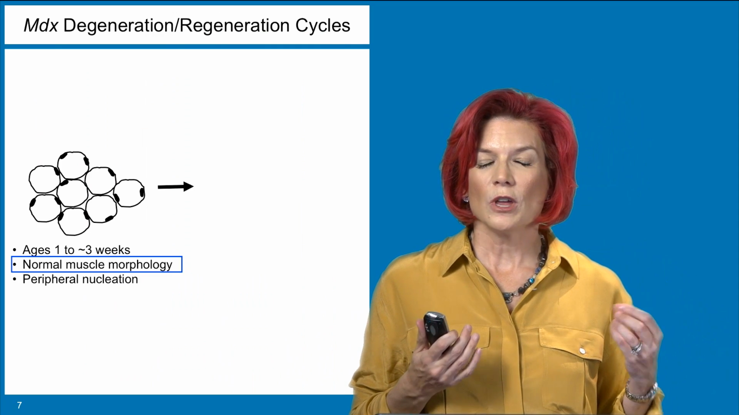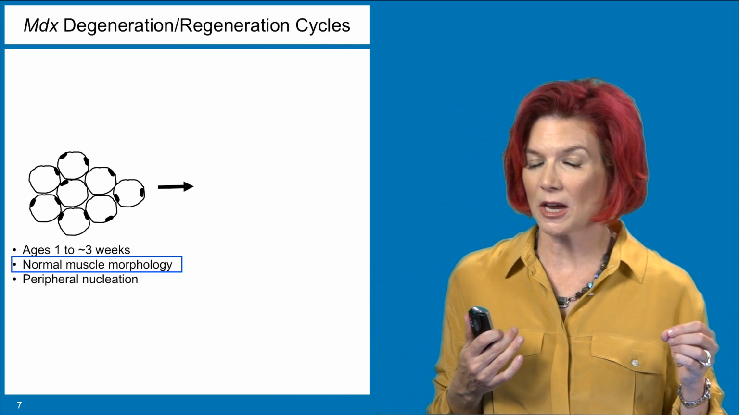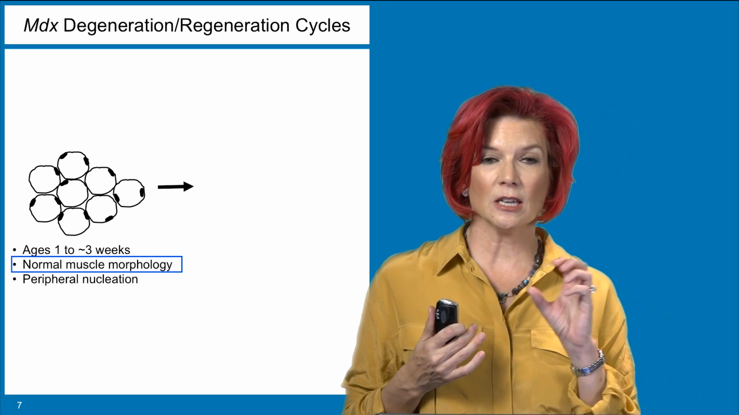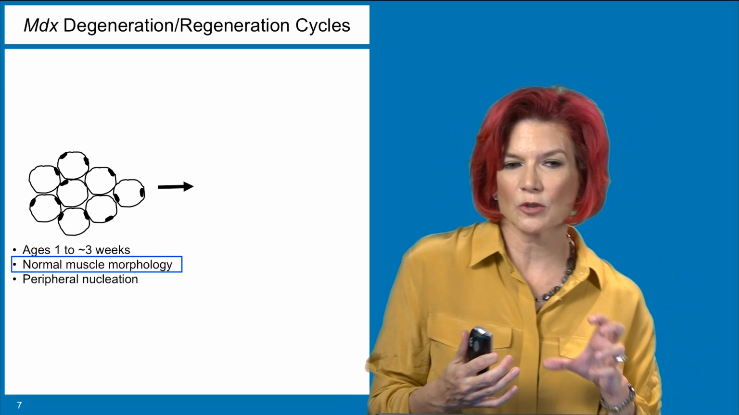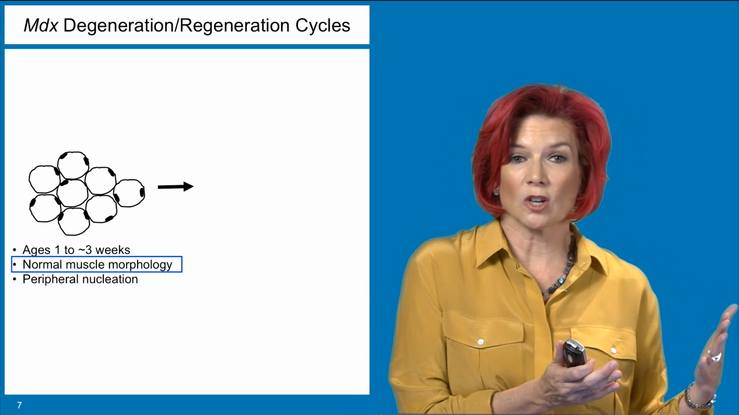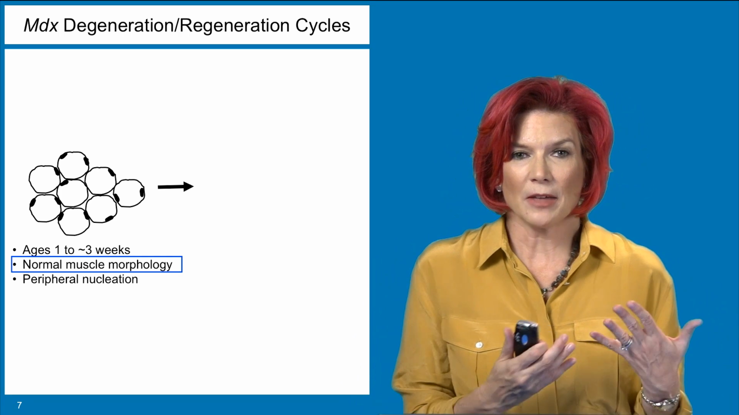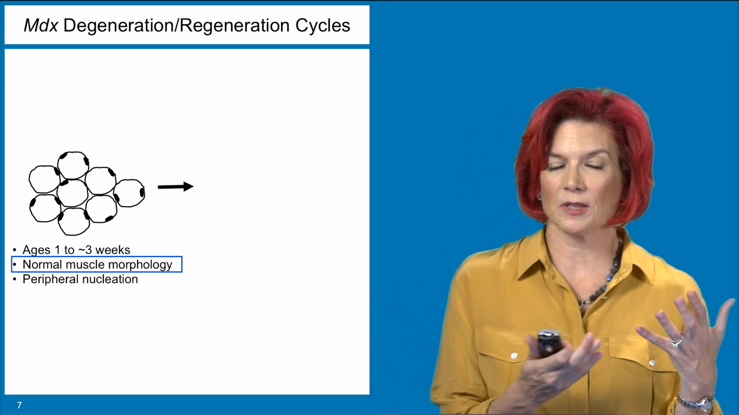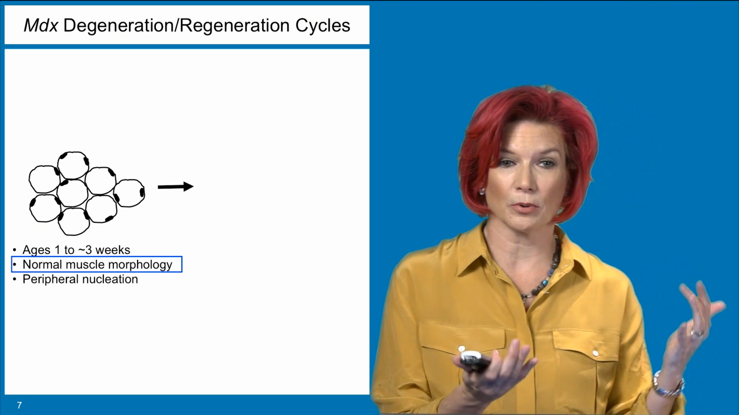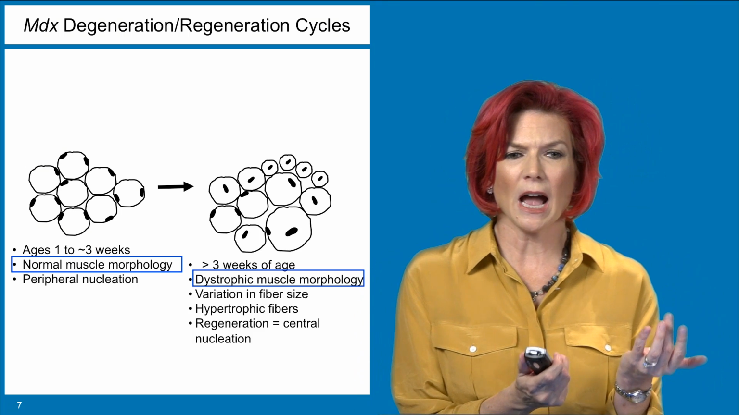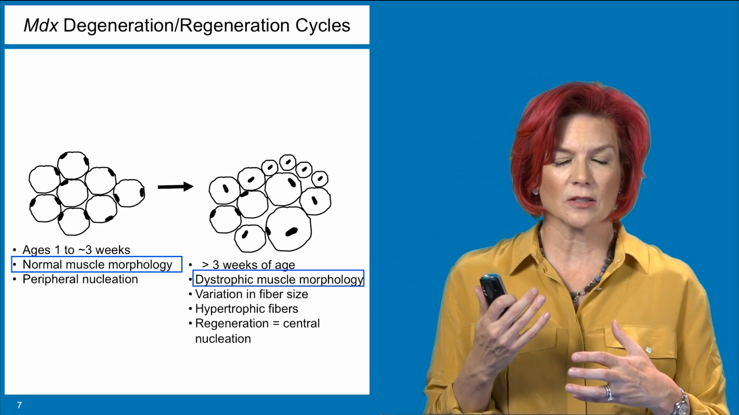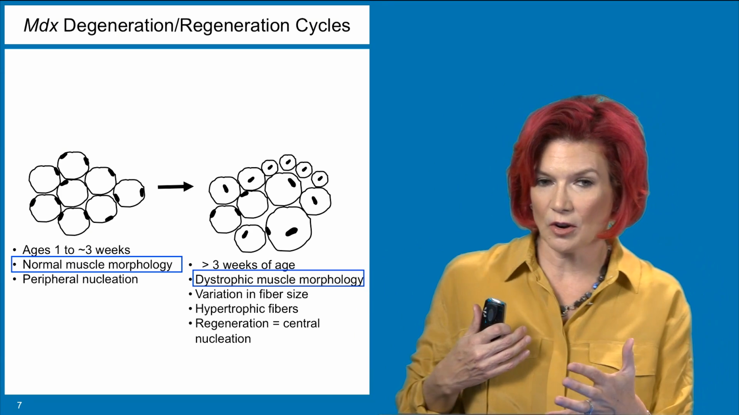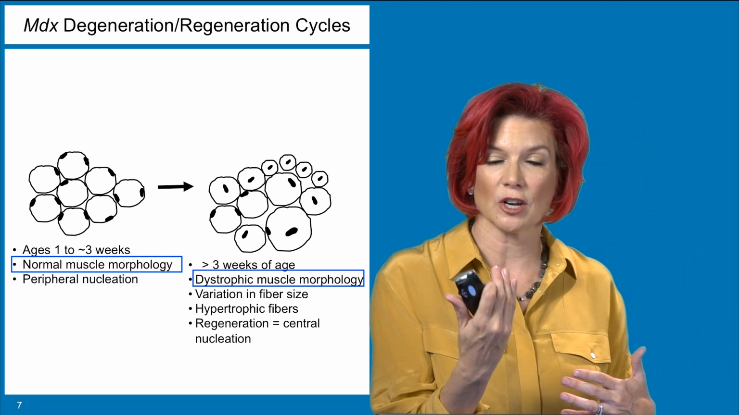Now, if we take a closer look at a higher magnification, this is what we're going to see. First, let me tell you that in MDX mice from ages 1 to 3 weeks of age, the muscle histology looks pretty normal. And by that we mean that the individual fibers are of fairly uniform size, the nuclei are at the cell periphery. And then at about 3 weeks of age, the muscle starts to experience the sarcolemma damage, the muscle fiber degeneration, activation of satellite cells, and regeneration.